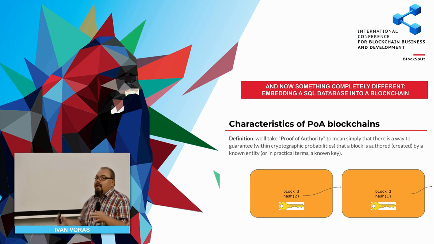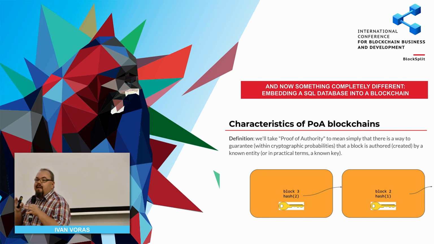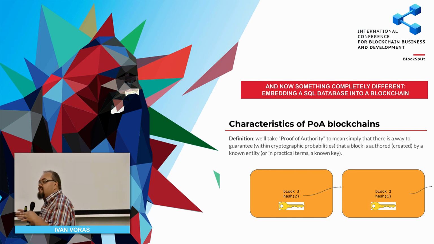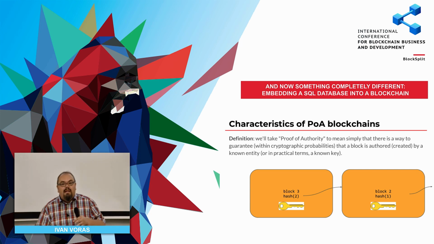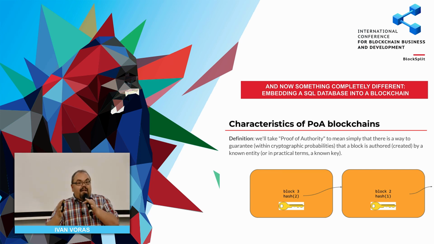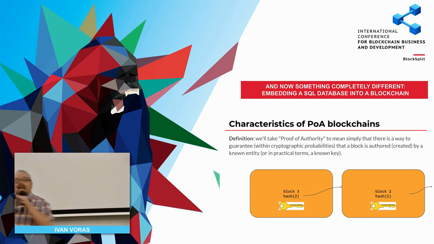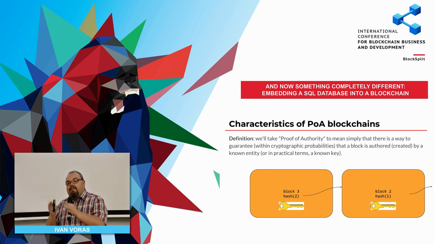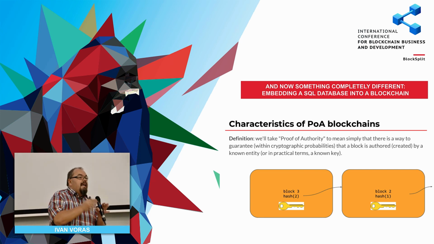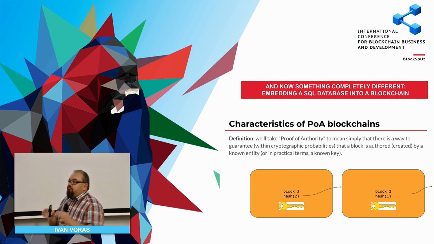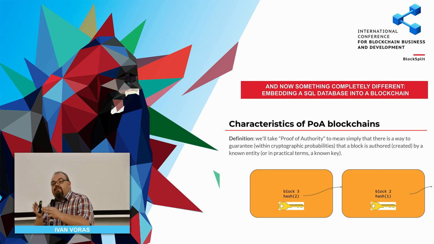Basically, I will be concentrating on a type of proof of authority where blocks are proven to be created by certain parties. That's the idea. So we have blocks, we have data created in blocks, and those are cryptographically signed by certain parties, by certain keys. And by this, we trust them to be originating from certain sources, certain companies, certain organizations, certain institutions. And this is the important part here.